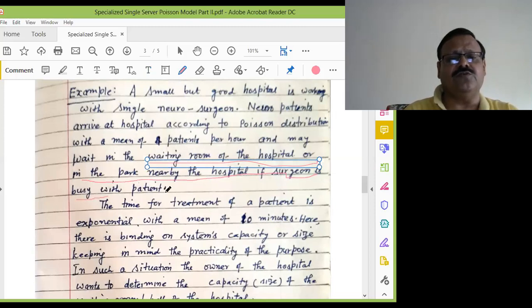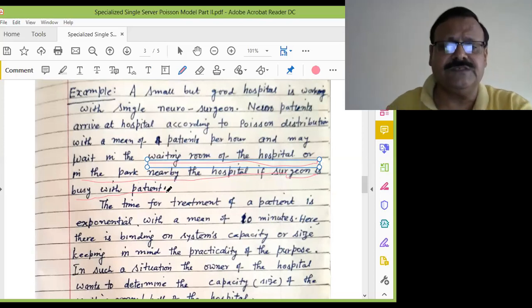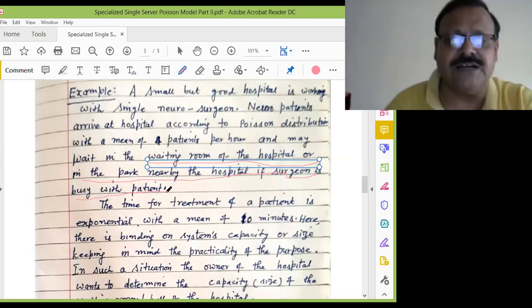We do not know what should be the size of the waiting space or waiting room. If the waiting room is full, then there is a park, so patients go there and sit down. Now the owner of the hospital wants to know what should be the optimum size of the waiting room which he should provide to this medical service providing system. So let us try to understand with the help of the queue.